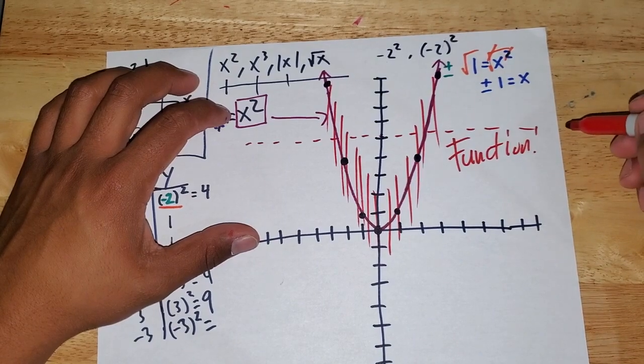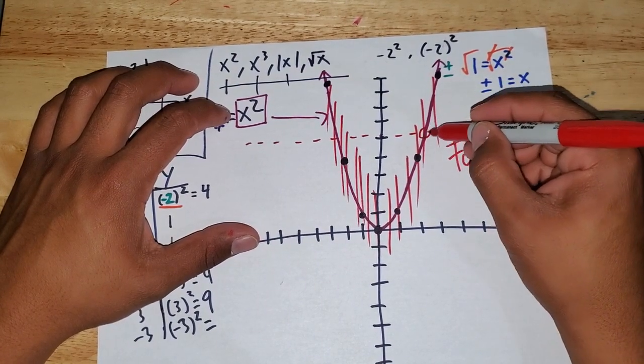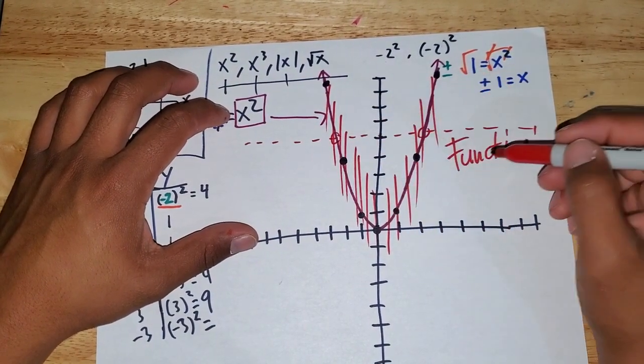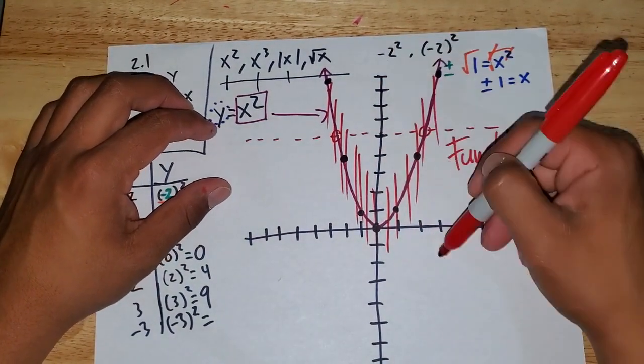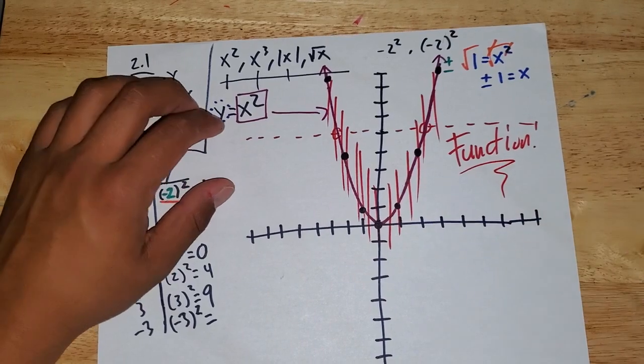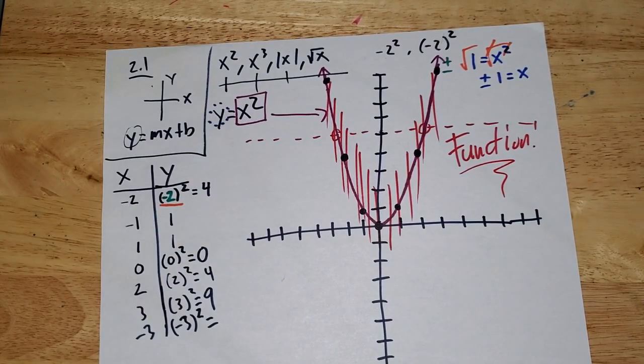a horizontal line test. And here, it would actually intersect twice. But I don't want to get into that right now. The main one right now is the vertical line test, meaning that as long as it doesn't intersect your graph more than once, it is a function.